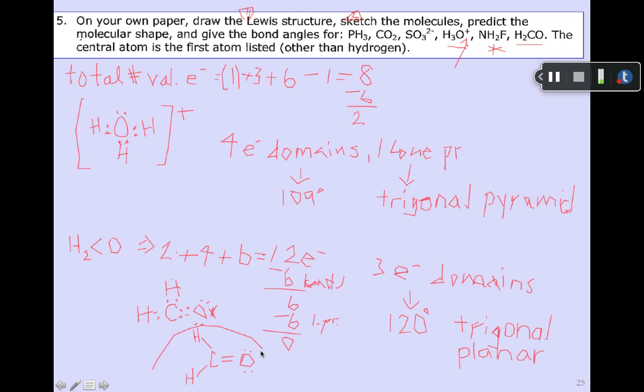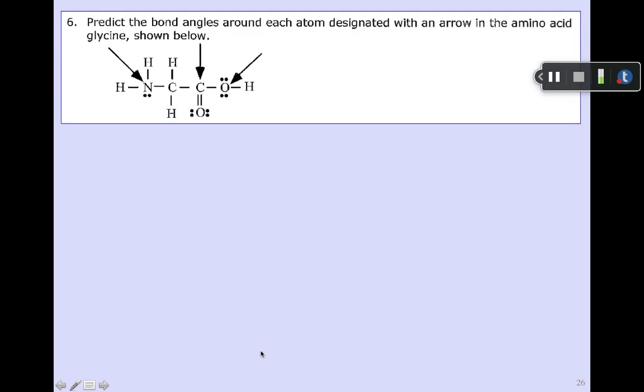All right, that gives you some more examples with Lewis structures and geometry. I encourage you to practice as many as possible. The more you do, the more sense they make, I think. Now, the last exercise here is worth a few minutes of discussion. Predicting the bond angles around each atom designated with an arrow in this amino acid, not that you have to know anything about the molecule, requires understanding the number of bonds and the number of lone pairs.